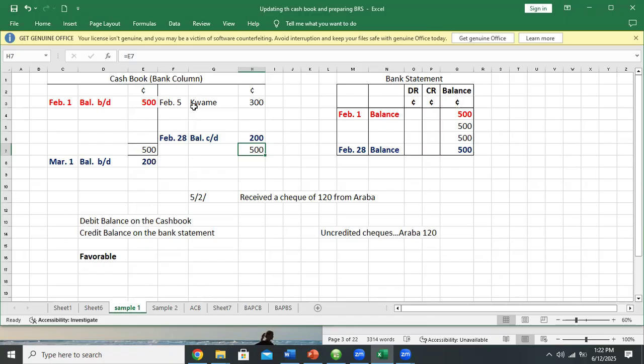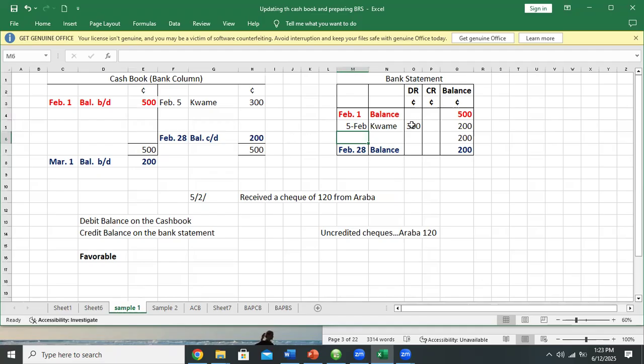It is expected that Kwame will take the check to the bank so that the bank would also record February 5th, my account holder is making payment to Kwame. And I told you, if we are making payment, what do we do? We debit the account. So you see that if Kwame sends the check to the bank, the bank will debit and our balance will come to 200, equaling the balance we have on our cash book.